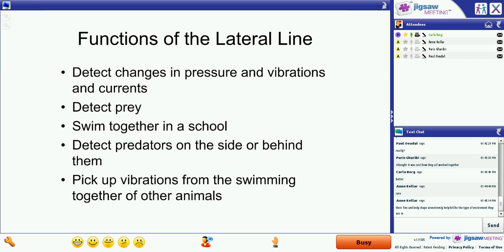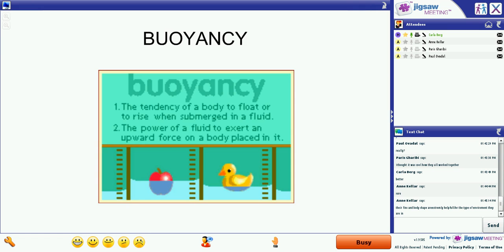Now, the lateral line has several functions. It detects the change in pressure and vibrations and currents. It detects the prey. It allows the fish to swim together in a school. They can feel each other. It detects predators on the side or behind them. And it picks up vibrations from the swimming together of other animals.